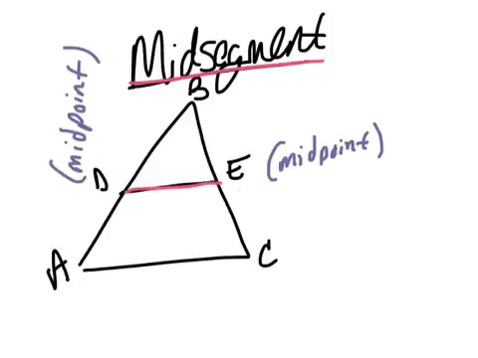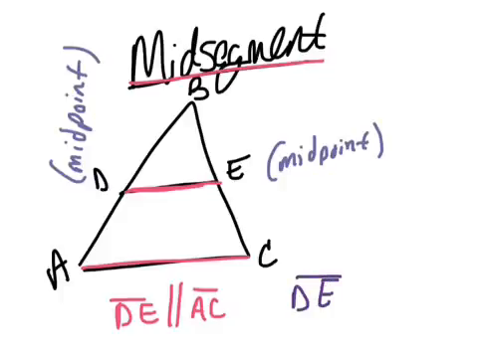Now, what the midsegment theorem tells us, first of all, two things. That DE and AC, these two line segments, that third side, they're parallel. That's the first thing it tells us. The second thing it tells us, and this is the one that's really more important for the application of how we're going to use the midsegment, is that DE is equal to half of AC.